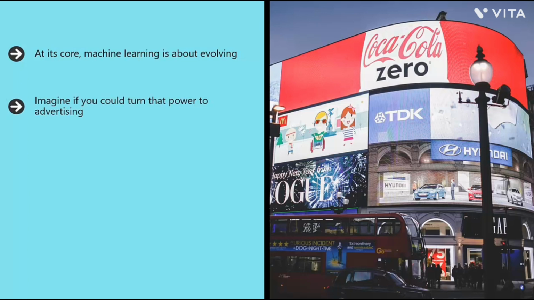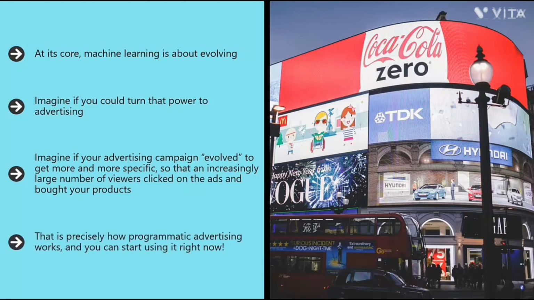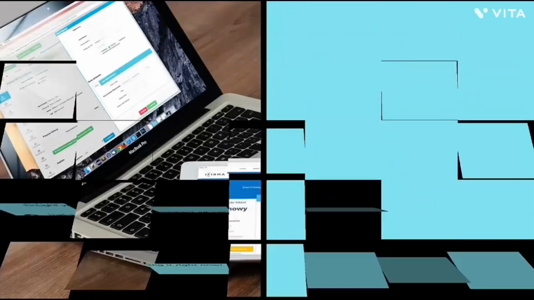Imagine if you could turn that power to advertising. Imagine if you could show precisely right advertisements to precisely the right people at precisely the right times. Imagine if your advertising campaign evolved to get more and more specific, so that an increasingly large number of viewers clicked on the ads and bought your products. The longer the campaign ran, the more your profits would increase and the less you'd spend on ineffectual ads. That is precisely how programmatic advertising works, and you can start using it right now.